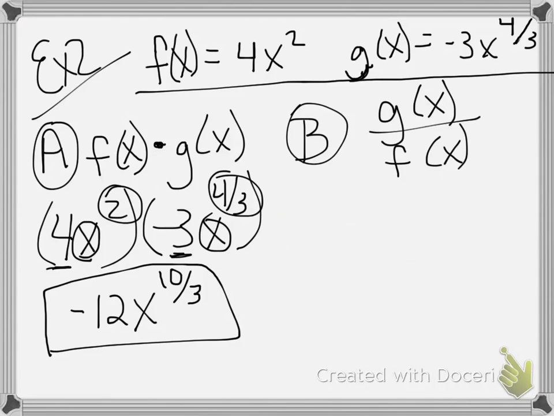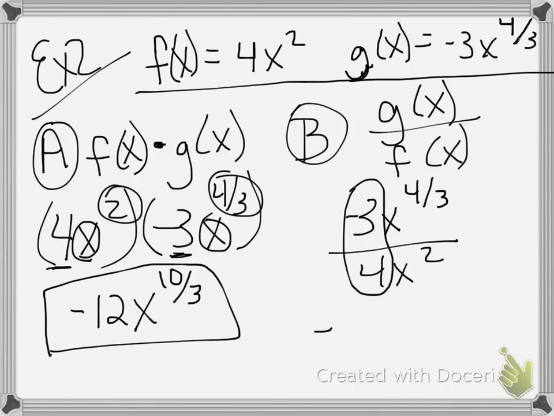For part B, when you take g of x and you divide by f of x, negative 3x to the 4/3 power divided by 4x squared. First I look at my coefficients, so I have negative 3 over 4, which does not simplify. I keep x because it's my base. I'm going to subtract my exponent, so 4/3 minus 2 turns out to be negative 2/3.